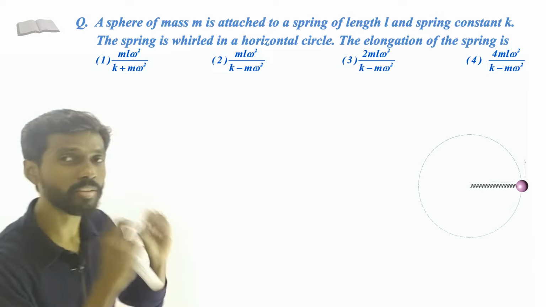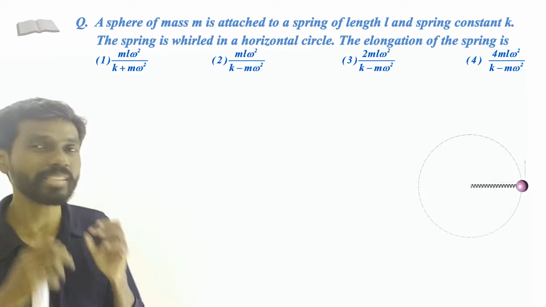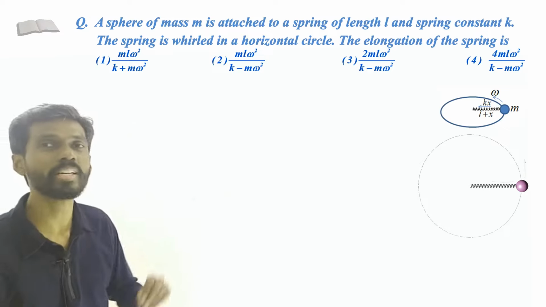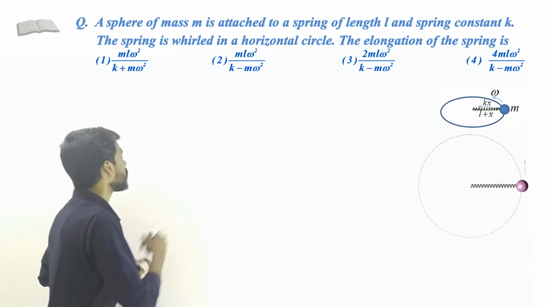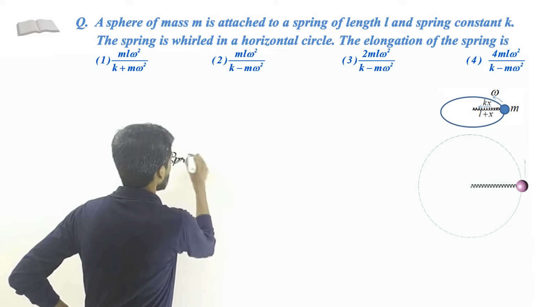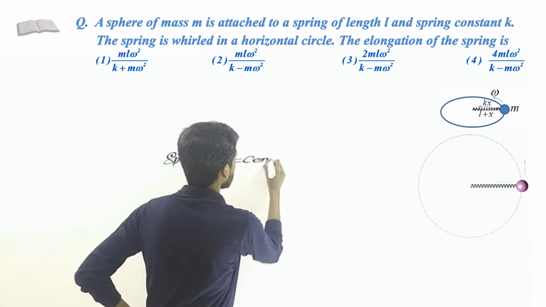That means this spring force behaves as the centripetal force here. So the centripetal force here is same as the spring force. So use the formula for the spring force and also centripetal force. So these two are equal here, right? So the spring force here is same as the centripetal force here.